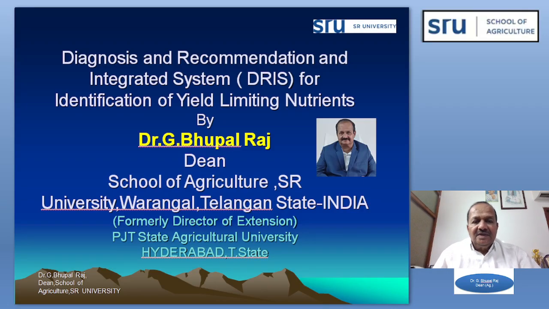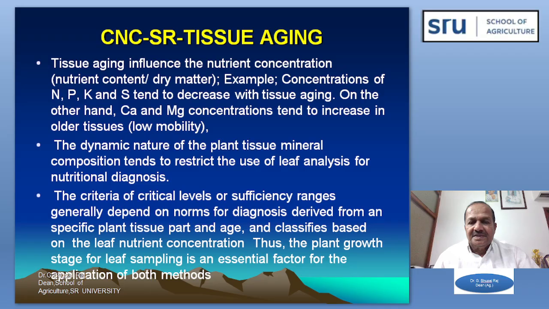The topic we are going to discuss is the diagnosis and recommendation integrated system for identification of yield limiting nutrients in different crops. Earlier, what we used to do was diagnose nutrient deficiency symptoms following the critical nutrient concentration or sufficiency ranges. The critical nutrient concentration is the level of nutrient below which the deficiency of that particular nutrient will appear on the crop.